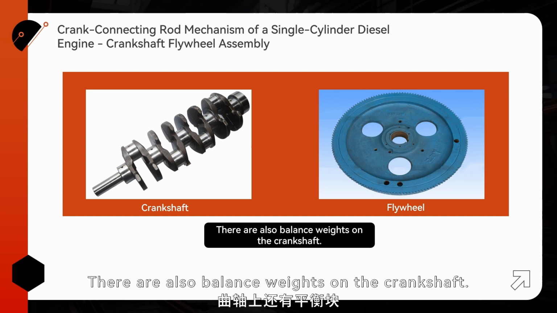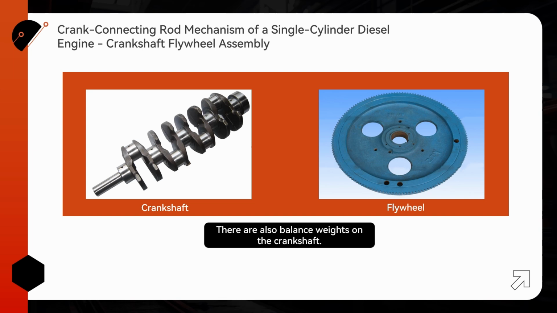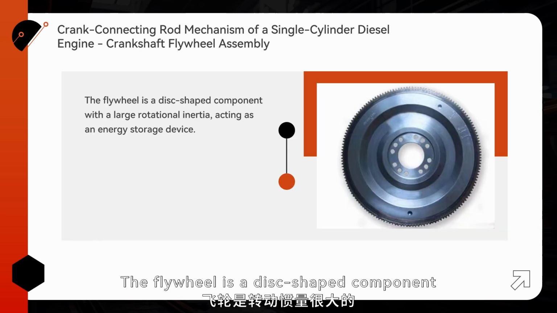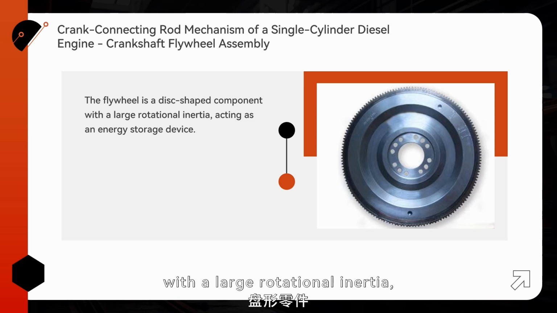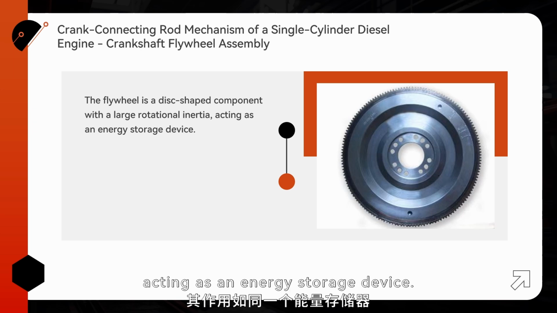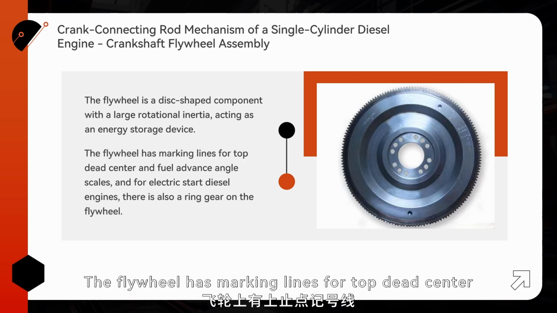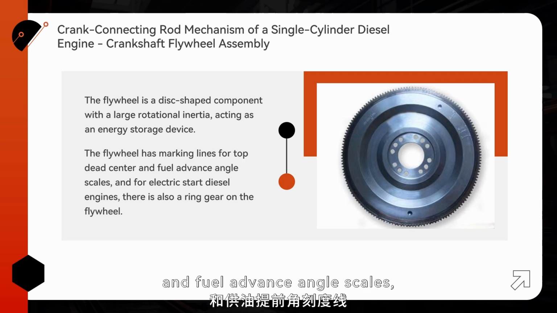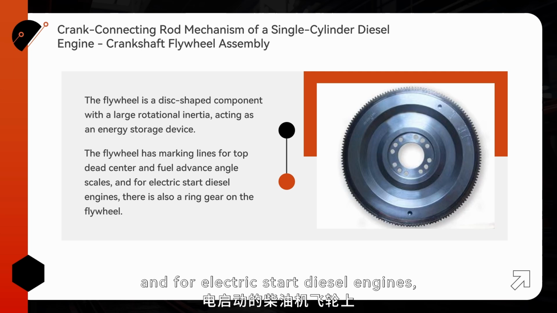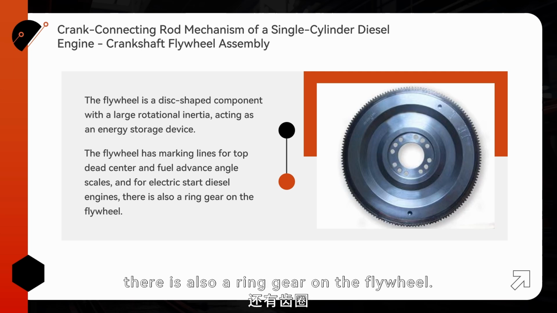There are also balance weights on the crankshaft. The flywheel is a disc-shaped component with a large rotational inertia, acting as an energy storage device. The flywheel has marking lines for top dead center and fuel advance angle scales, and for electric start diesel engines, there is also a ring gear on the flywheel.